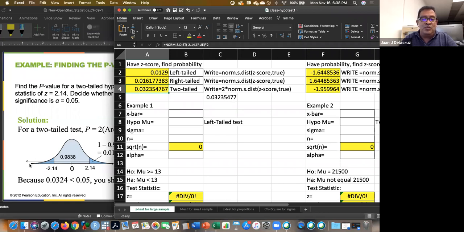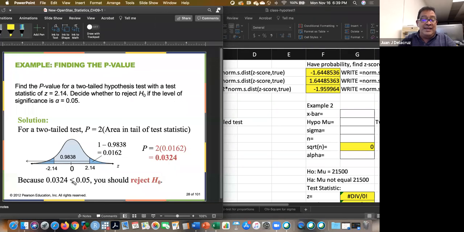So remember, for a left tail value, we multiply by 2. The result is 0.0323. This 0.0323 is less than alpha, so therefore we are going to reject H naught, right? Is this clear?